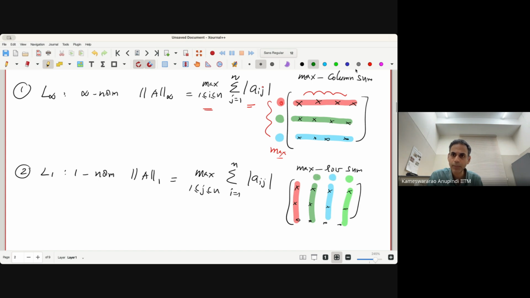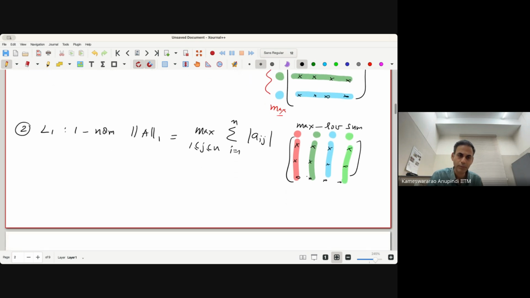Okay, that is going to be your maximum row sum. That is also known as the 1 norm. Okay, so that is the 1 norm, if we were to depict it here.